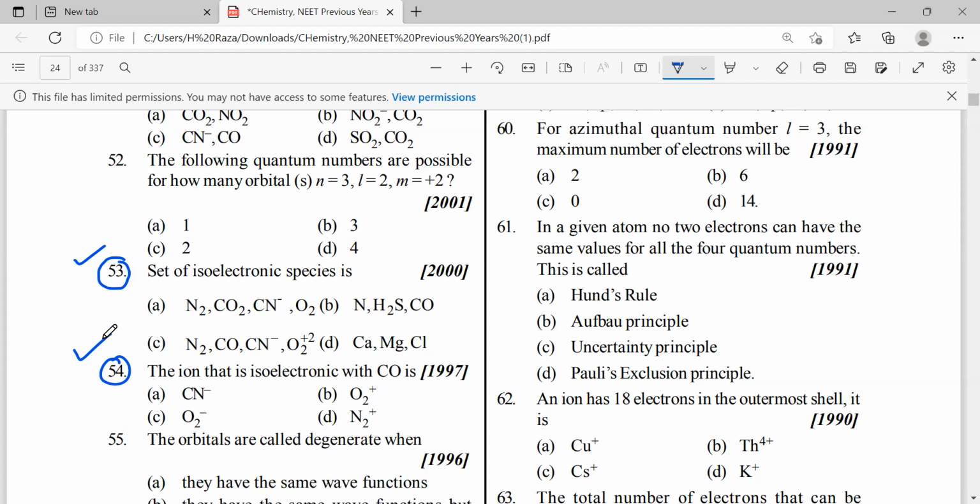So the answer for 53 is C. How many electrons is it? 14. Very good. And what about 54? So I'm doing that. So it's A. Very good.